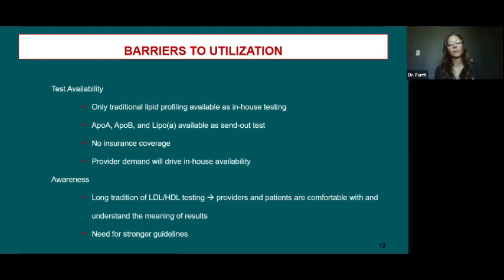And then, of course, you just have awareness. There's a very, very long tradition of LDL, HDL testing. It was one of the first laboratory tests out there. Providers and patients are comfortable with it and they understand it. I think you can talk to anybody out in the streets and they will know what cholesterol is, what good cholesterol is, what bad cholesterol is, and why it matters. So it's very hard to change when it's so ingrained in providers and also society in general.